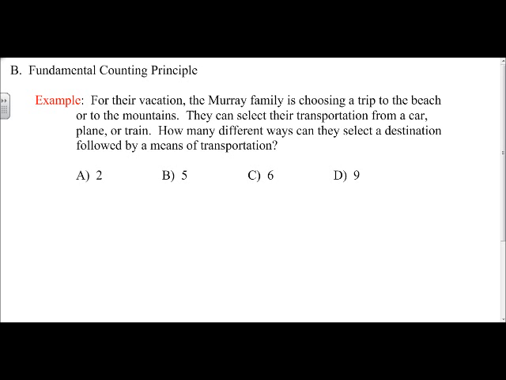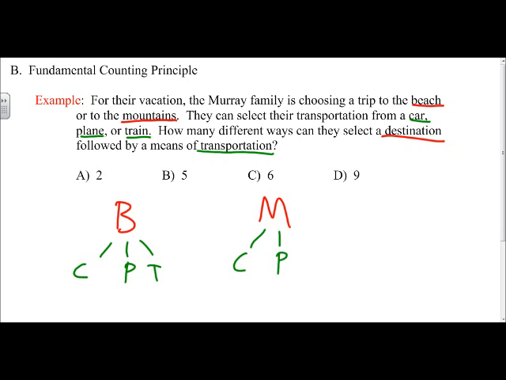So we'll use a tree diagram again to show that their destination would be either the beach or the mountains. So we'd have beach, we'd have mountains, and again their transportation is either car, plane, or train. So we could have car, plane, or train. While going to the beach or going to the mountains, we can have car, plane, or train. So again, it looks like there's a total of 1, 2, 3, 4, 5, 6 different combinations of destination and transportation. So in this case, we'd say there are 6 total.